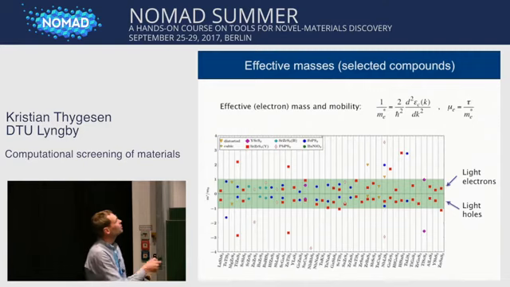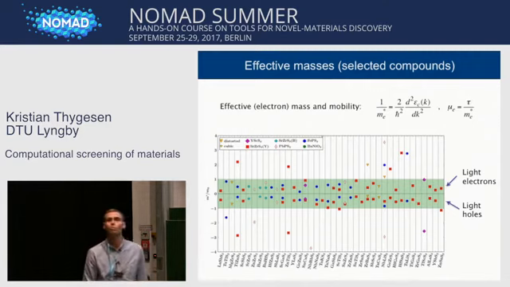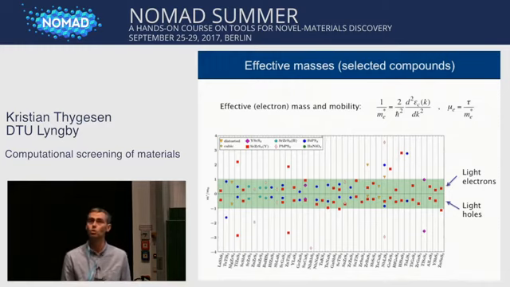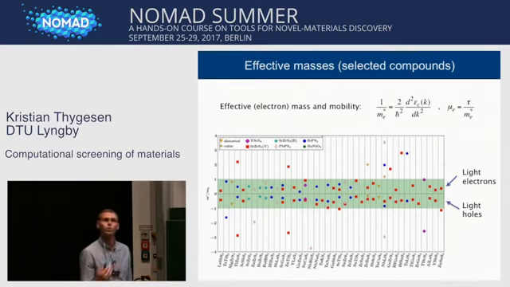And the effective mass is defined as essentially the second derivative of the band structure energy with respect to the wave vector k at the bottom of the conduction band or the top of the valence band. And that's interesting, the effective mass, because it's directly related to the mobility. And you want to have high mobilities because you want the charges to reach the surface to do the chemistry, or to collect the charges if you're interested in photovoltaics.